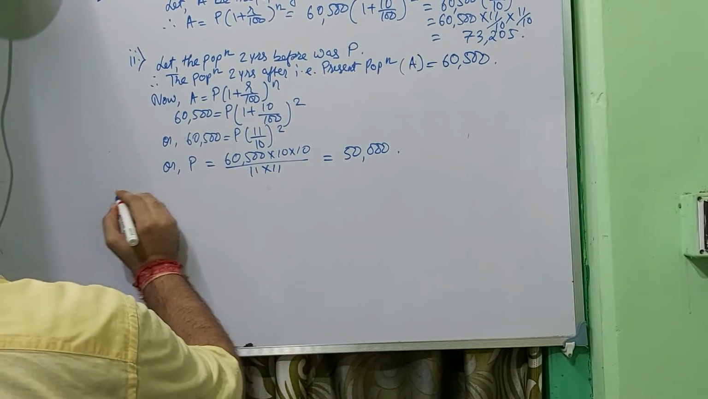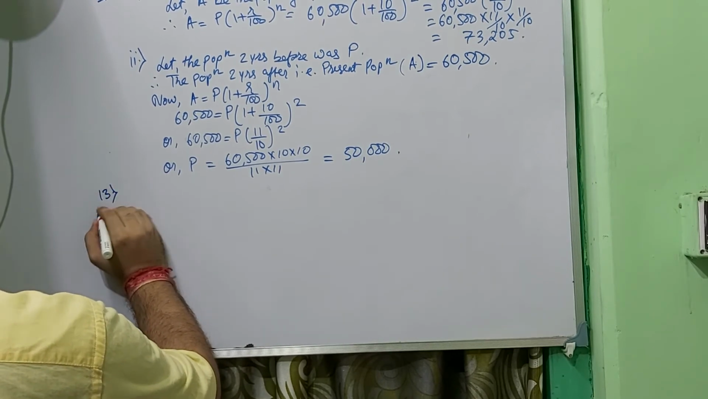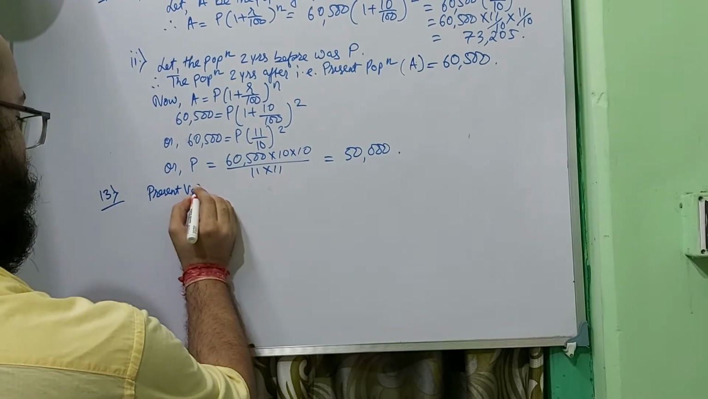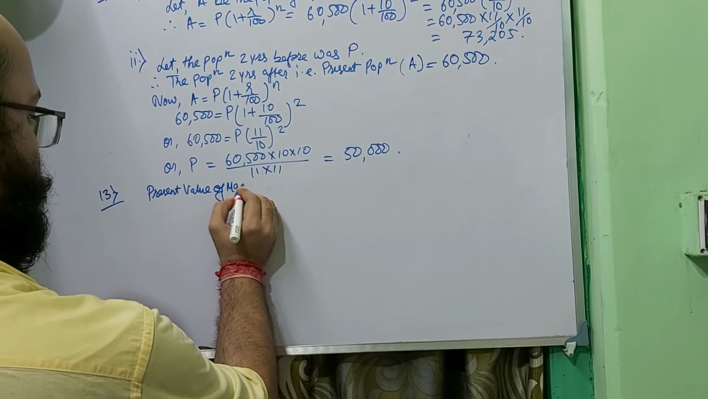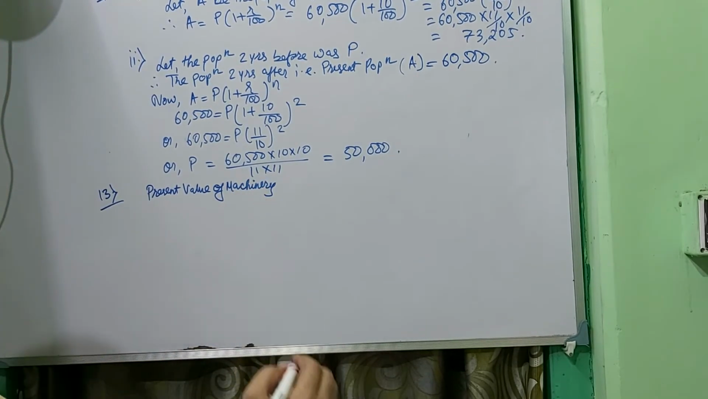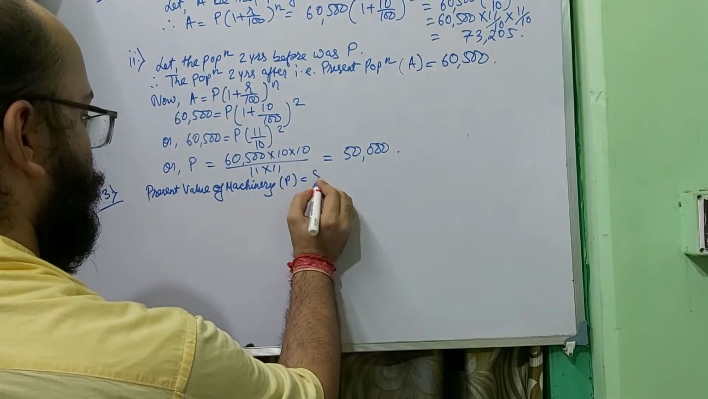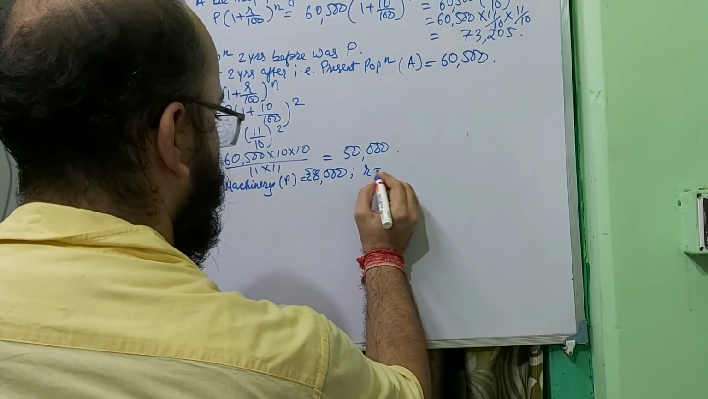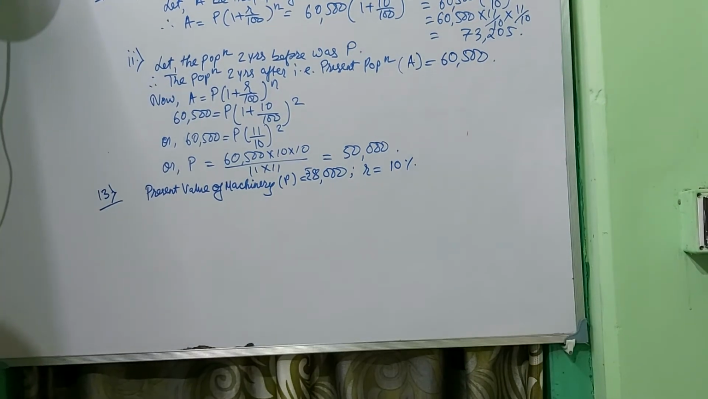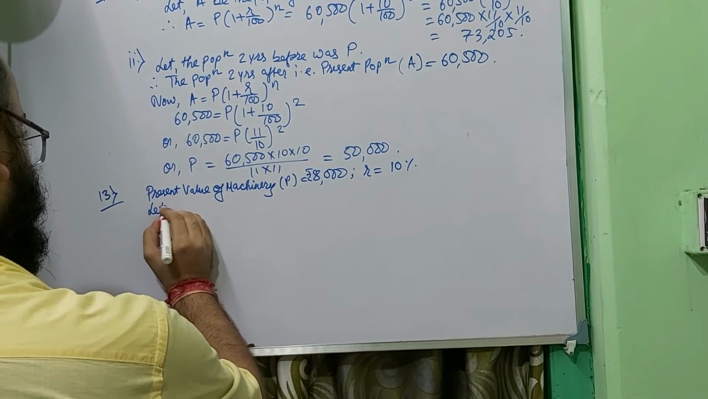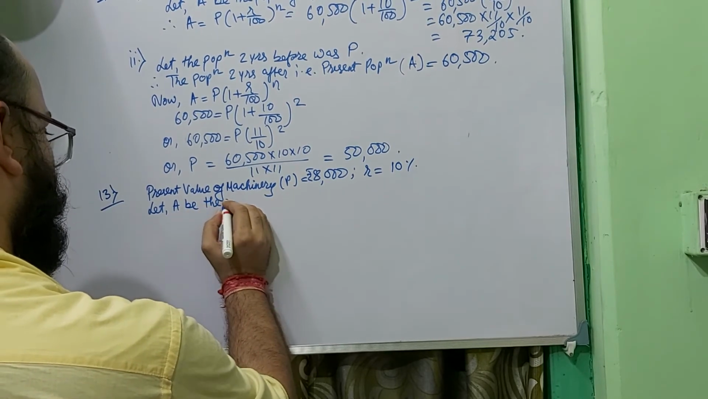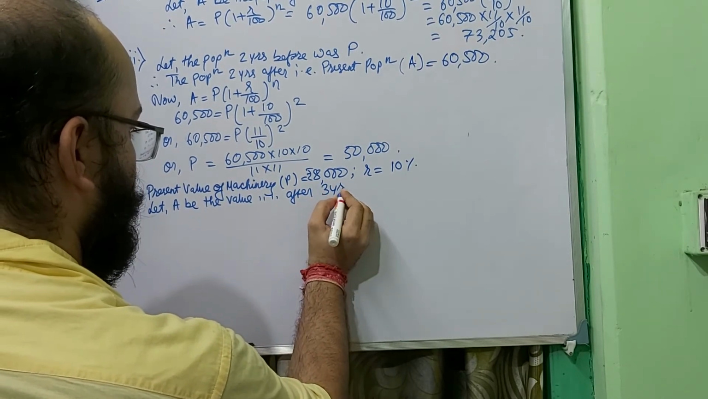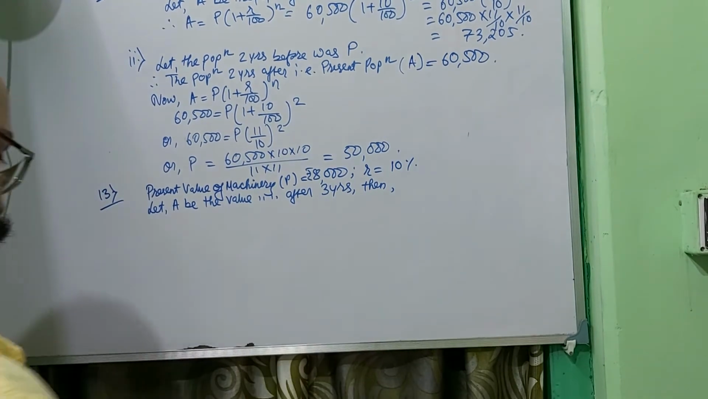See, it is sum number 13. Present value of machinery is provided, which is 8,000. R is the rate of depreciation. Rate of depreciation is 10%. So let A be the value of the machine after 3 years. Then you have to calculate with the formula.